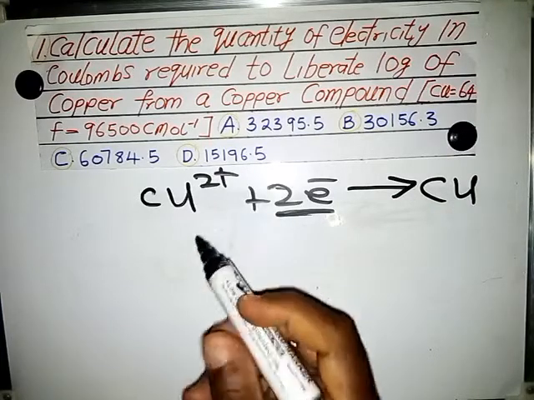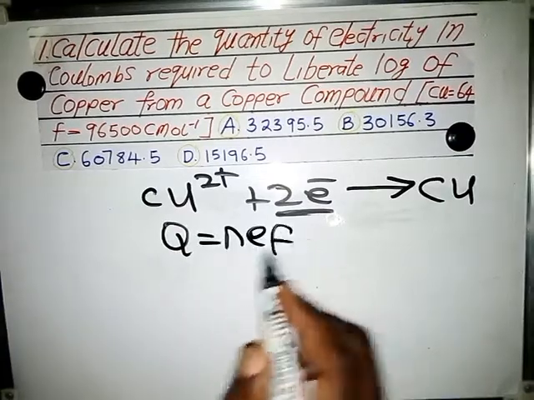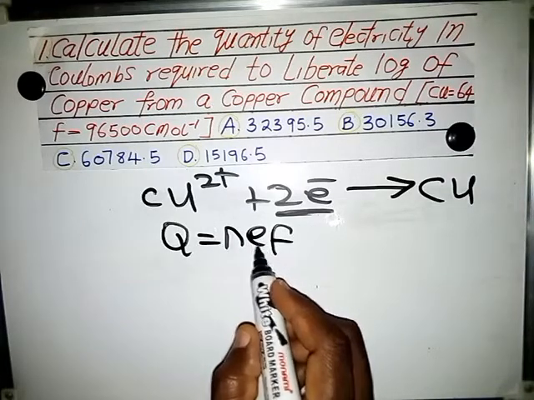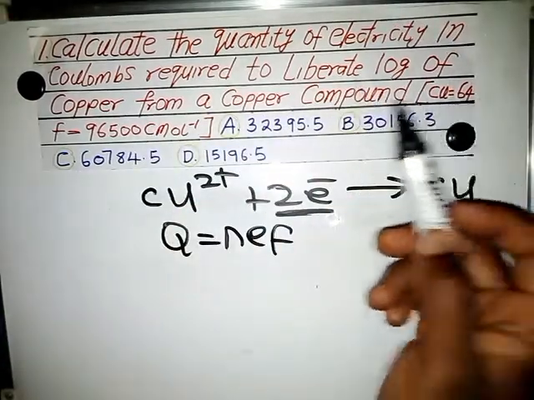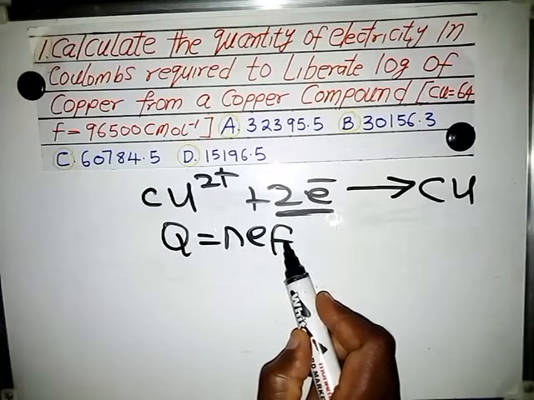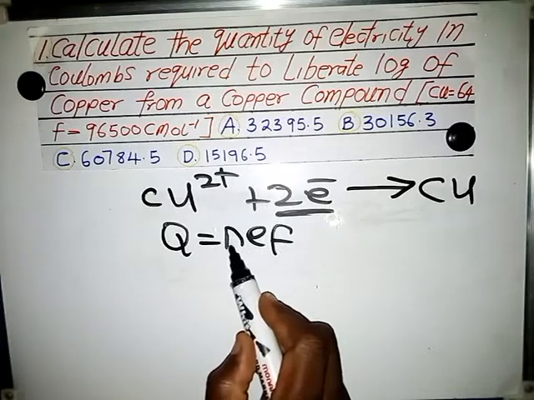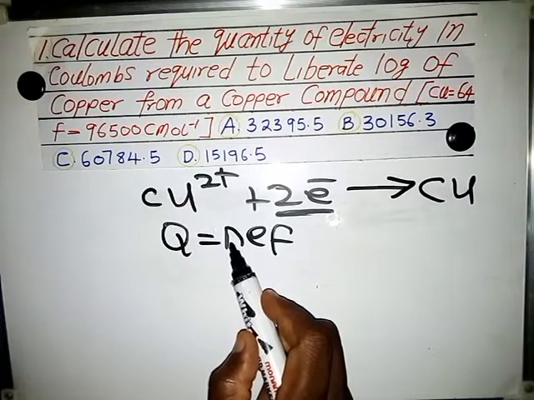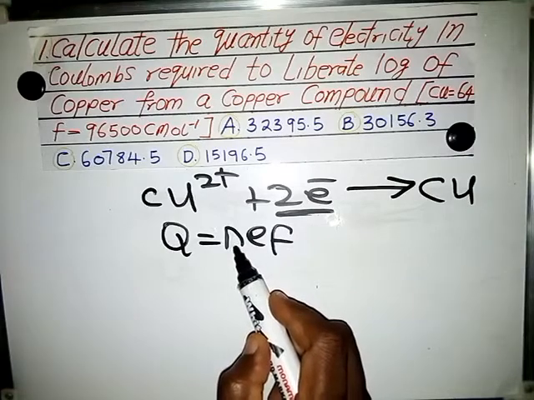So we're going to just use this formula, which is Q is equals to NEF. Q is quantity of electricity, N is the amount in mole, E is the number of electrons, F is Faraday. So we have to calculate the quantity. We know F is 96500. Number of electrons here is 2 for copper. Then N, amount in mole. You have to calculate amount in mole, then we'll now plug into the formula to get your answer.